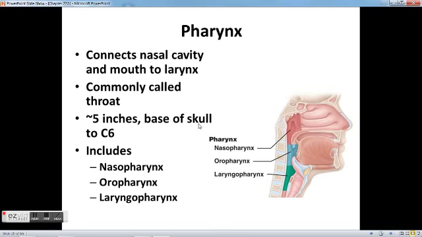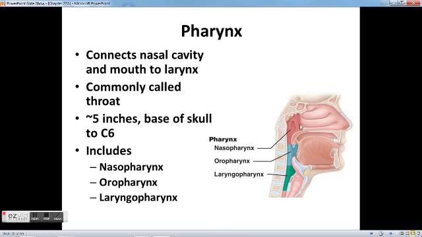So the last little thing I'm going to talk about here is the pharynx. And the pharynx is just your throat. And what it's going to do is connect the nasal cavity and the mouth down to the larynx, right, or your voice box. So believe it or not, your throat ranges all the way from the base of your skull down to your 6th cervical vertebrae. So it's give or take 5 inches, of course, depending on how big you are. And it can be divvied up into these 3 components.